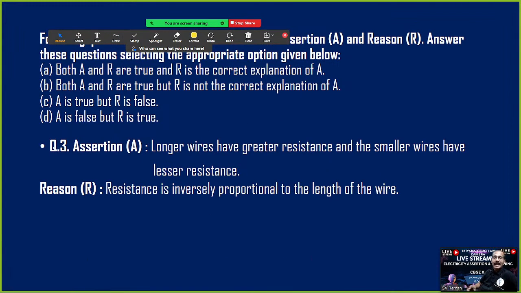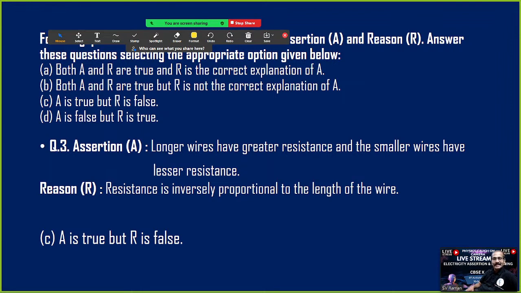Long wires have greater resistance and smaller wires have lesser resistance. Repeating, the assertion here: long wires have greater resistance and smaller wires have lesser resistance. Now the reason: resistance is inversely proportional to the length of the wire. What is the right answer?